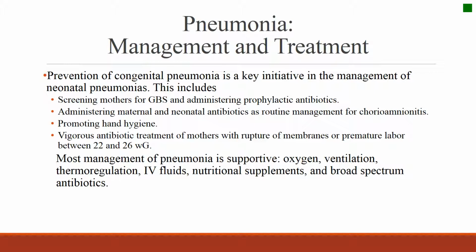You want to promote good hand hygiene. You want vigorous antibiotic treatment of mothers with ruptured membranes or of premature labor between 22 and 26 weeks. And then other than that, just like adults, most of our management is supportive. You want to oxygenate them conservatively, ventilate them with minimal pressures, thermoregulate, give them fluids, nutritional supplements, and broad-spectrum antibiotics.